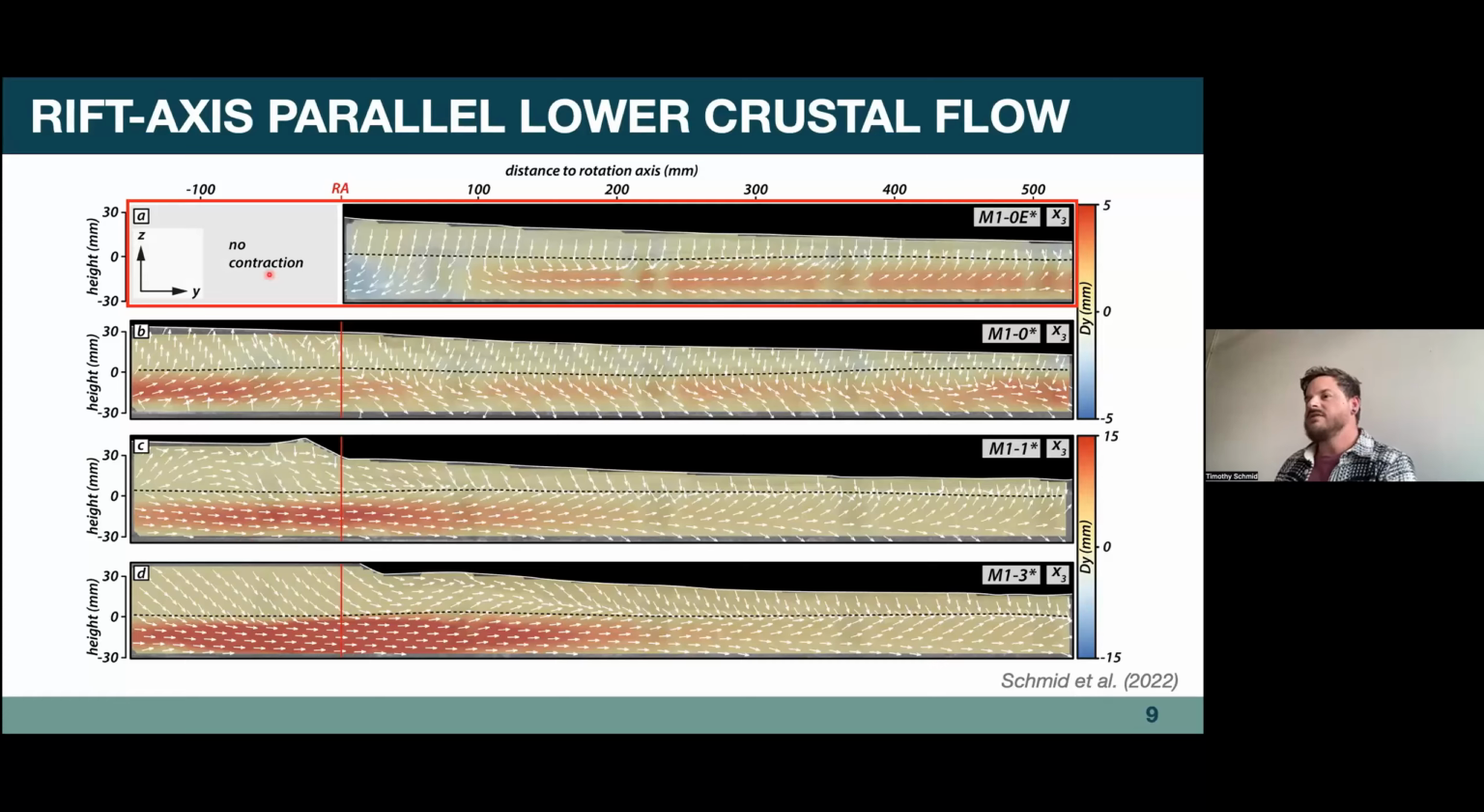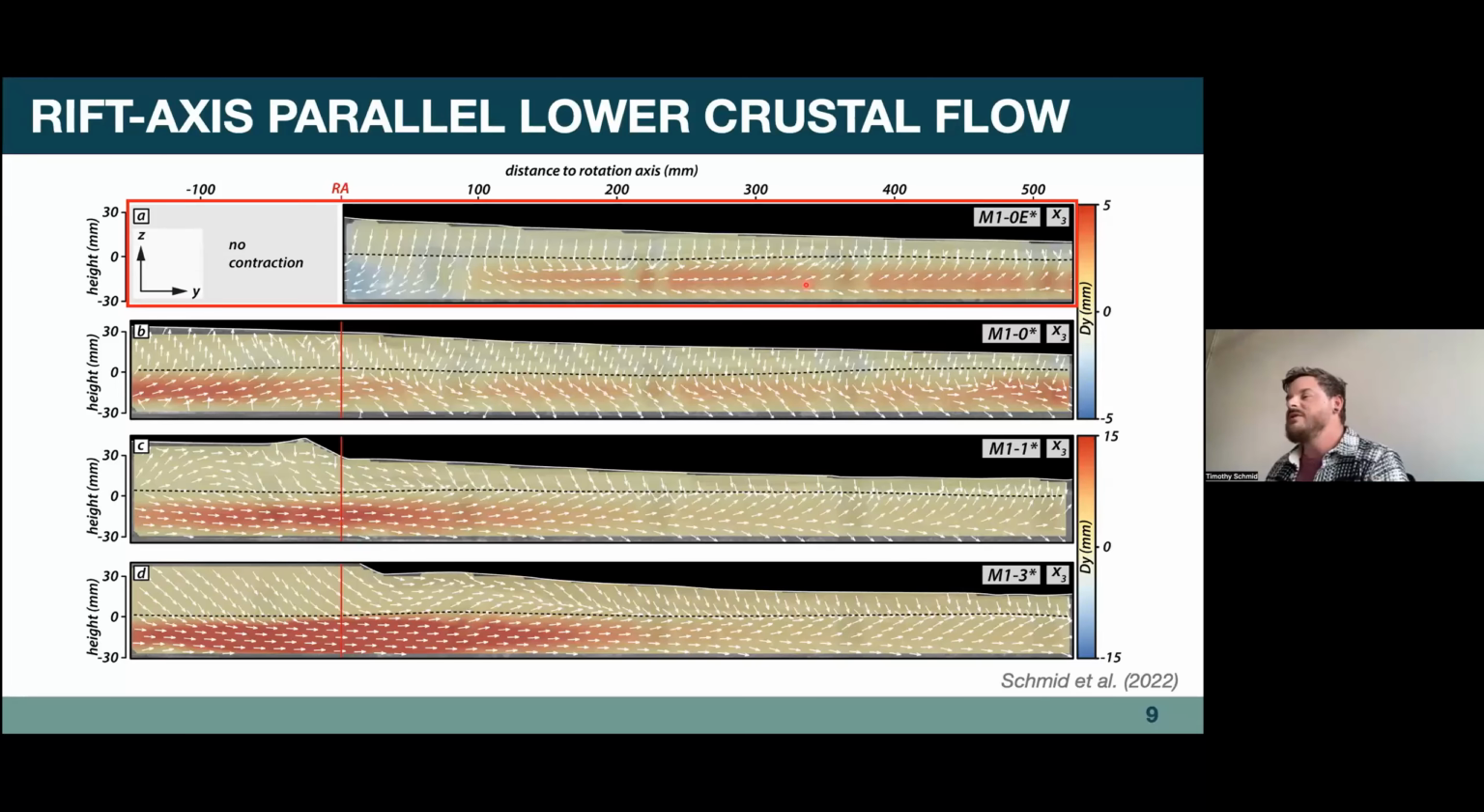But I would like you to focus on this top figure, where we not only have no additional gravitational loading, but on top of that, we also have no contractional domain in this model. And even in that case, so if you have a purely extensional model, we create this rift axis parallel flow that moves material away from the rotation axis towards the point of highest deformation. And that seems not surprising in this case, especially because we're in a rotational setting where we expect to have this flow due to this deformation gradient.